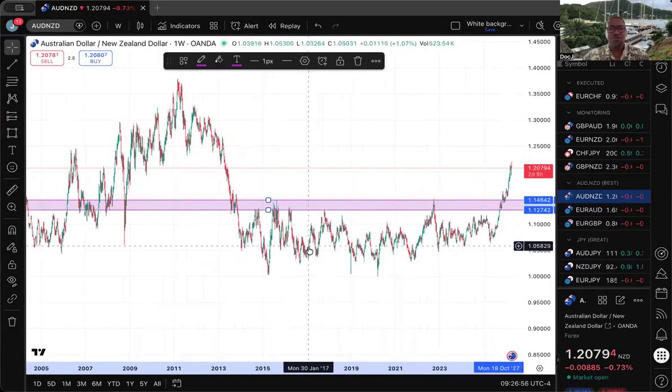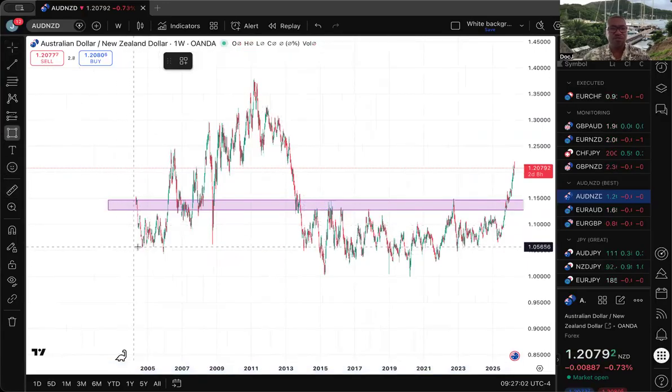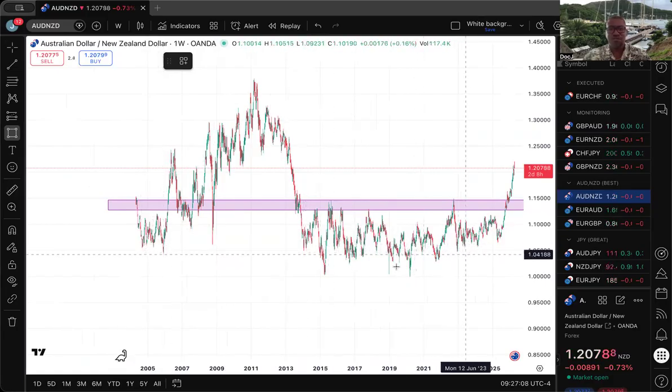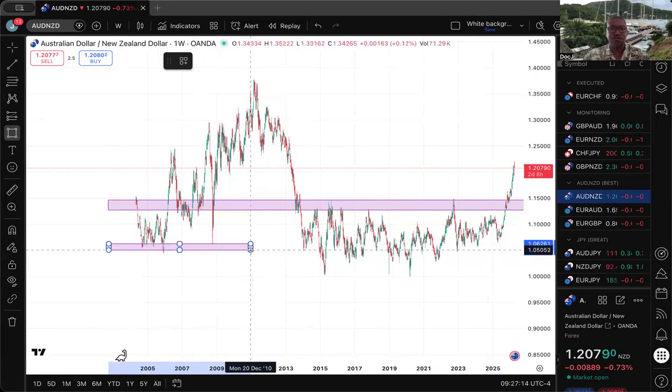Now there are many more. We have another area of interest here. Because we can see price came to this area multiple times and we had a reaction. Had a reaction. So this is our other area of interest.